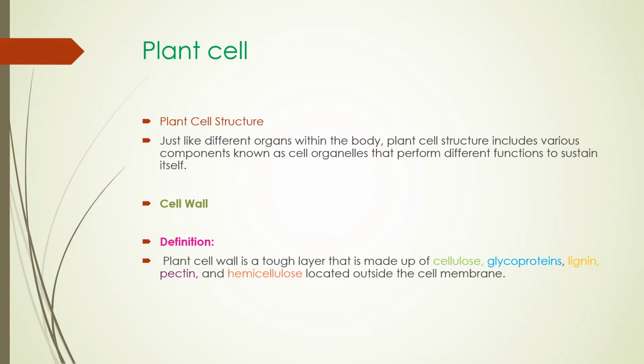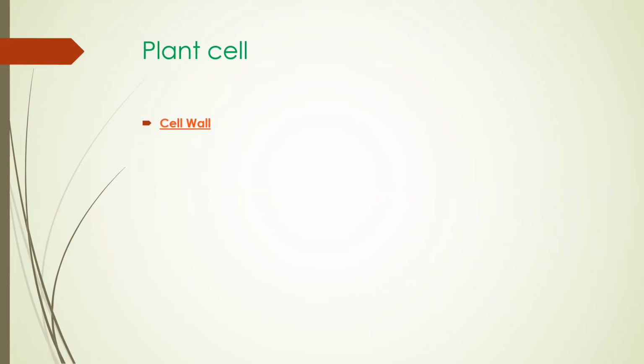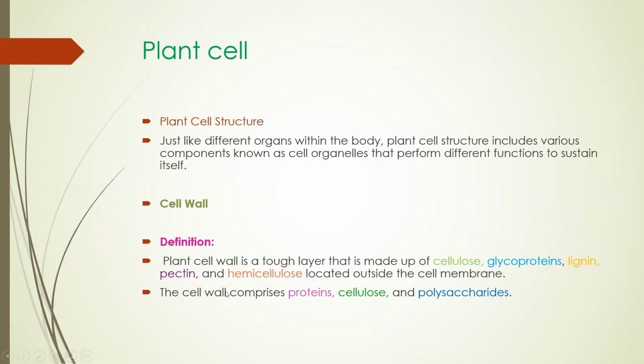Cell wall is made up of which materials? Cellulose, glycoprotein, lignin, pectin, and hemicellulose. Next, the cell wall comprises proteins, cellulose, and polysaccharides.